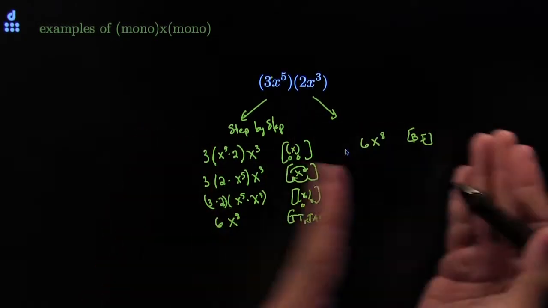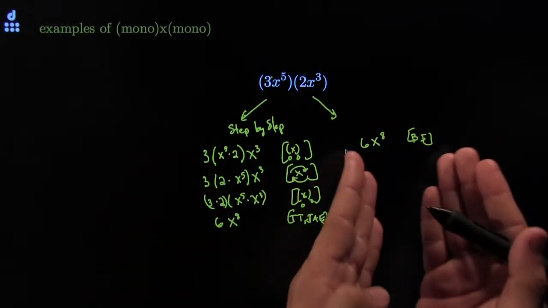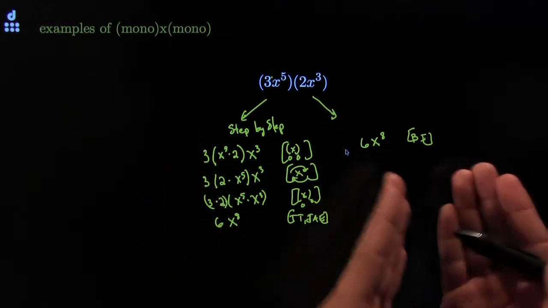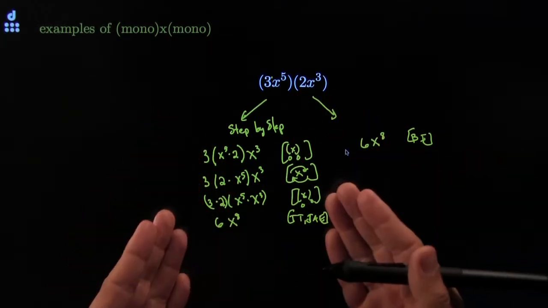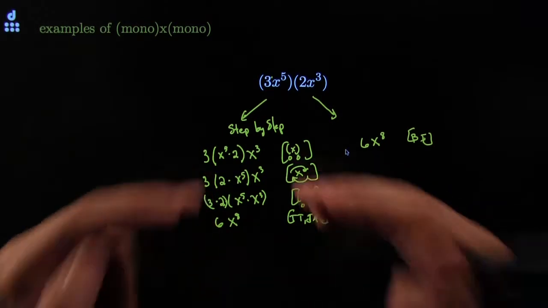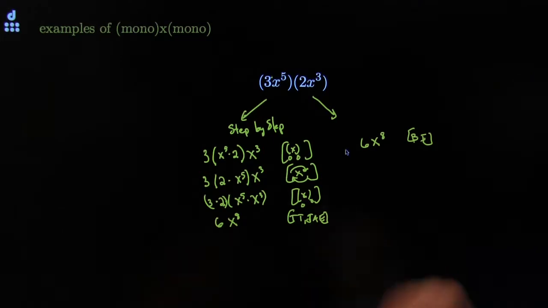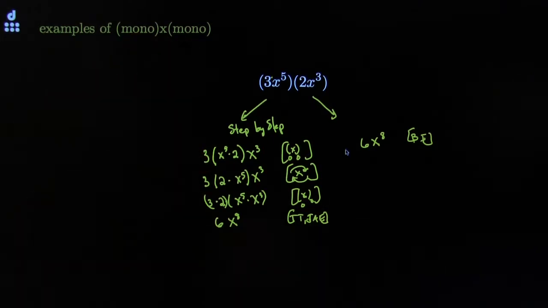So you can do it this way or you can do it this way. This way only if you already know this, if you're already really, really comfortable with this, then you can do it that way. Otherwise, you should do this until you're comfortable with it. Until you understand every single step, exactly what you can and can't do and why. It's a beautiful thing. And that's how we do monomial times monomial.